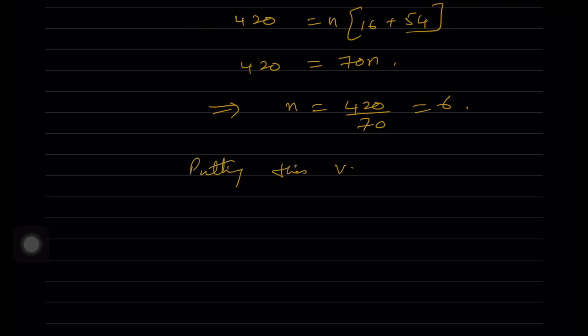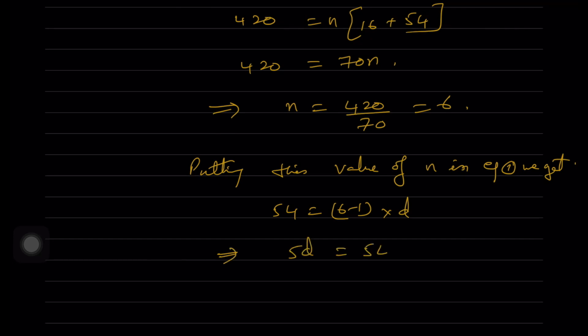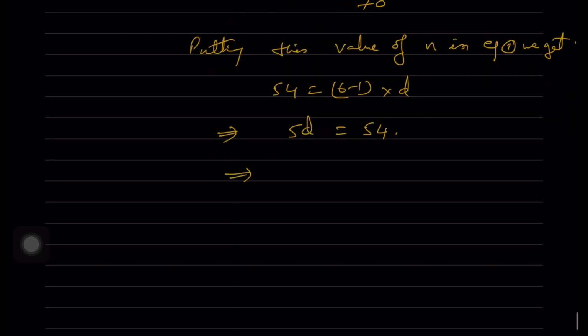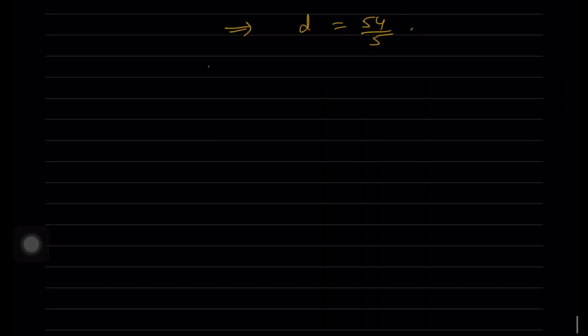Now putting this value of n in equation 1, we get 54 is equal to 6 minus 1 into d. So which implies that 5d is equal to 54, which implies d is equal to 54 by 5. So hence n is equal to 6 and d is equal to 54 by 5.